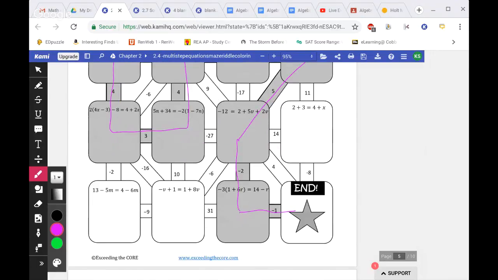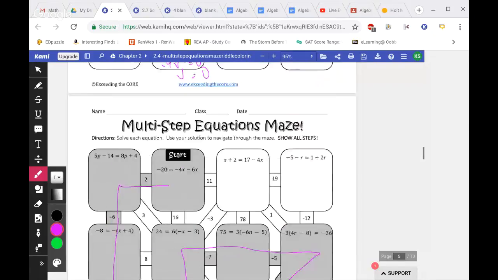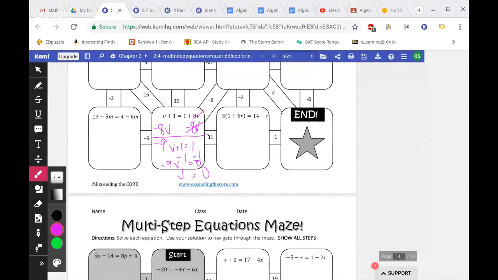But if you would have gotten down here to that one, no matter how you slice that one, you're going to end up with 0 on that one, because when you subtract, and I always do try to get my variable on the left, when you subtract 8v from both sides, you're going to get a negative 9b plus v plus 1 equals 1. And then you subtract that 1 from both sides, you're going to end up with 0. And when you divide negative 9 by that, no matter what you divide 0 by, you're still going to end up with 0. So that would have been the correct answer for that one.